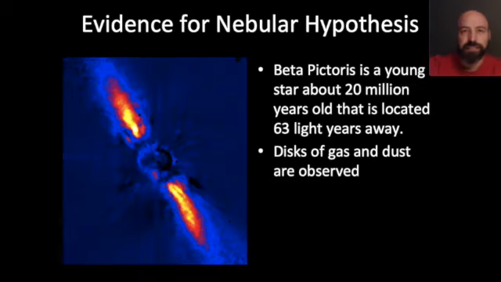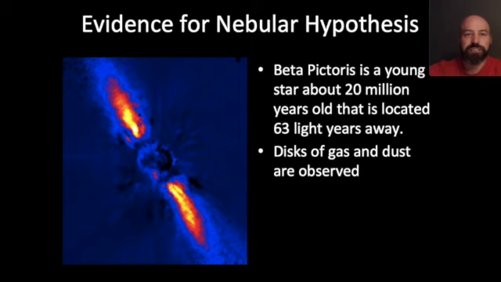Now, how do we know this is the case? Of course, in science, we need evidence for things. So there's a couple of different things that I want to point out to you. This is an image of Beta Pictoris, and it is a pretty close by star. It's only 63 light years away, and it's about 20 million years old. So it's in this process.